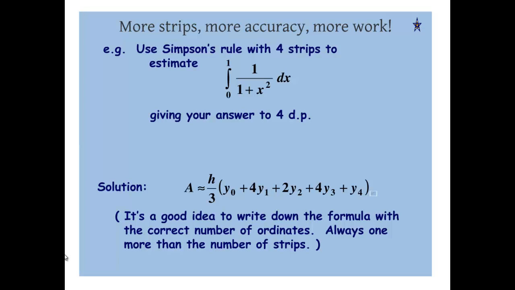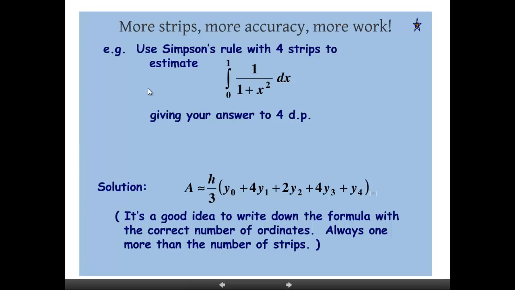Okay then, let's work through an example. So here we're going to use Simpson's Rule with 4 strips to estimate this area, and give a final answer to 4 decimal places. So we use the formula. We've got 4 strips, so we'll end up with 5 y ordinates from y0 to y4.